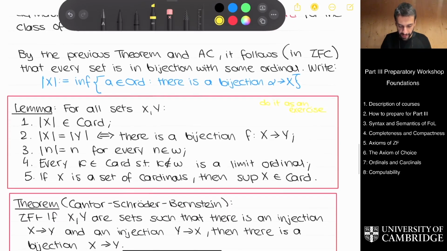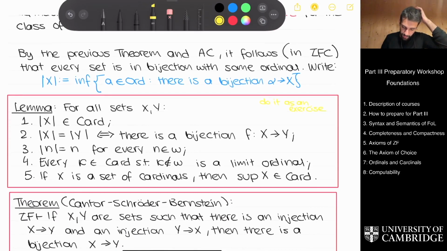Secondly, it's not difficult at all to observe that two sets have the same cardinality if and only if there exists a bijection between them. That's easy to show. Thirdly, the cardinality of a finite ordinal is itself. So the cardinality of n is n, and in particular, every finite ordinal is also a cardinal.